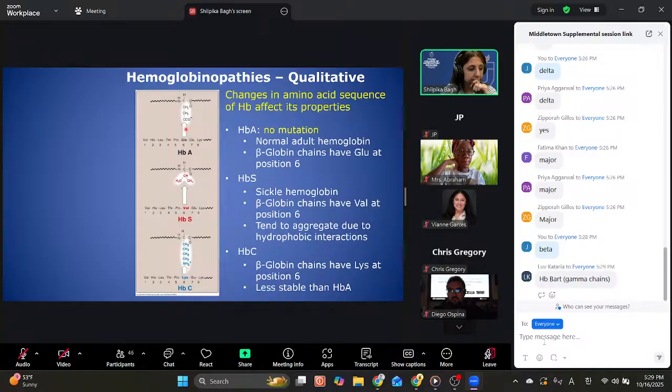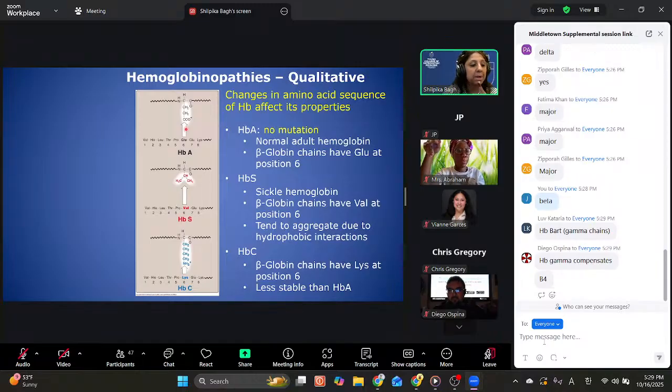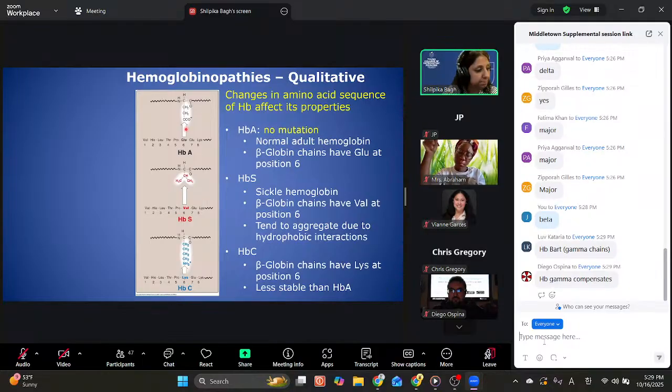Alpha is gone. Which tetramers will accumulate? Gamma 4 and just gamma 4? They are not gamma chains, please. They are gamma chain tetramers. Gamma 4 and beta 4. Beta 4 is known as HbH, gamma 4 is known as Hb Barts.